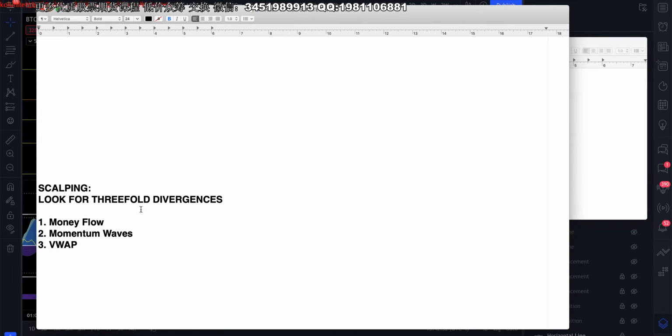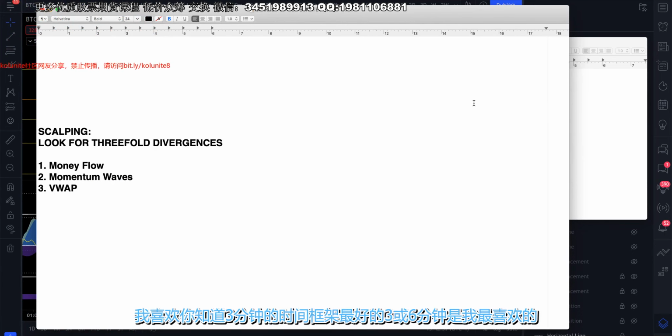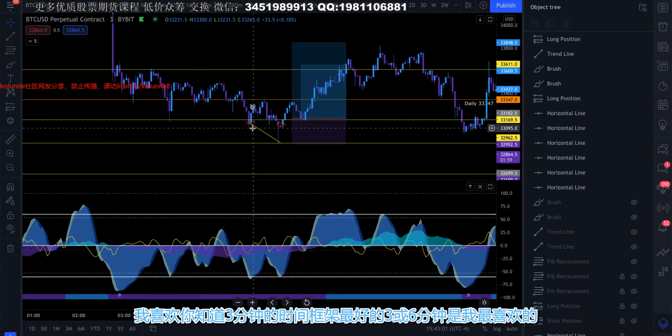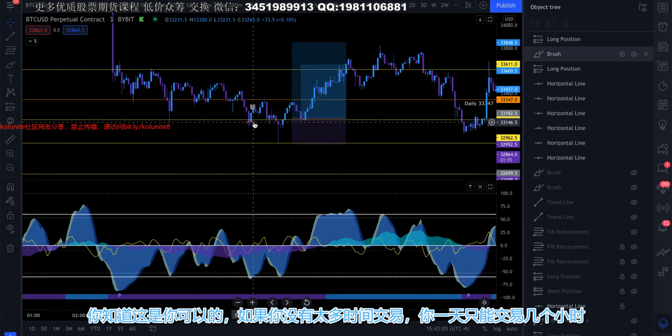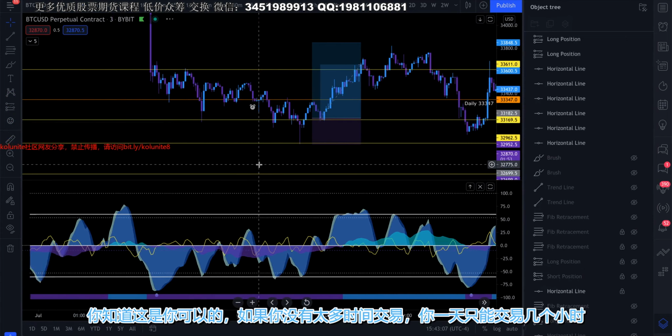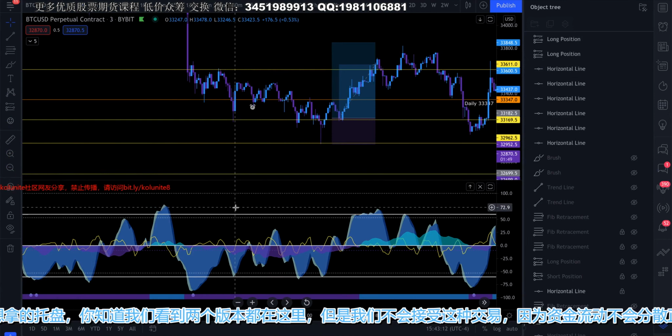Okay, look for threefold divergences for scalping. And I like the 3 minute time frame the best. 3 or 6 minute is what I like the best. And if you don't have much time to trade, maybe only a few hours a day, these are the trades that you would really want to take.